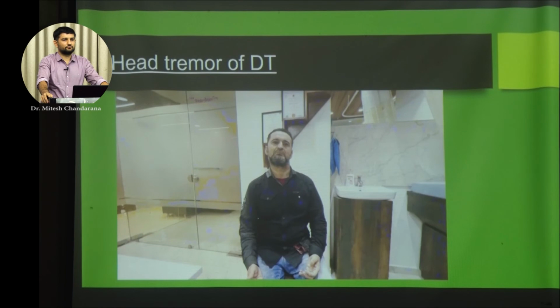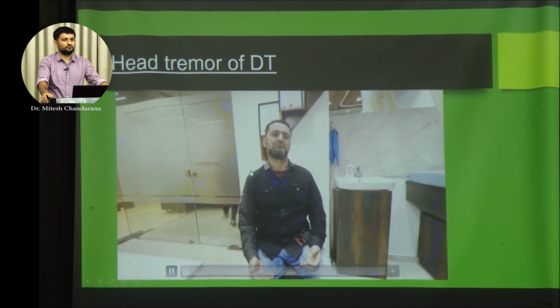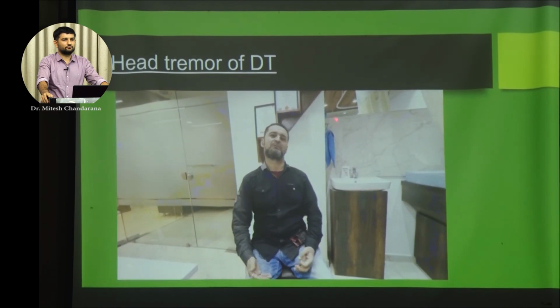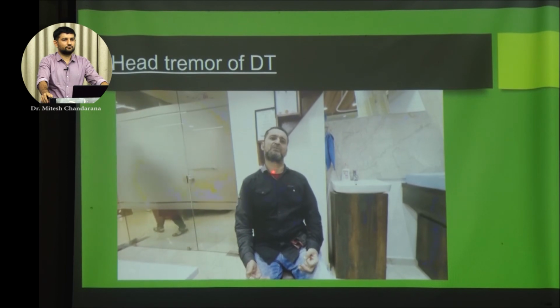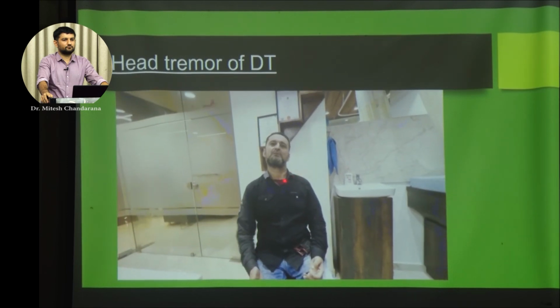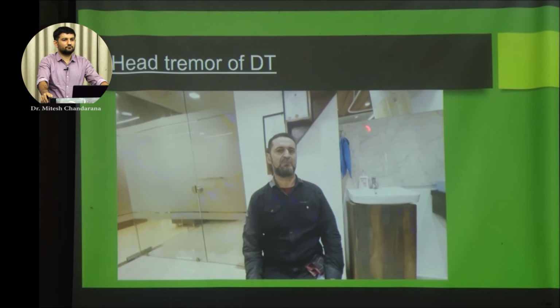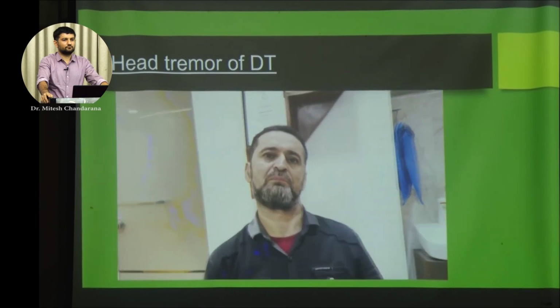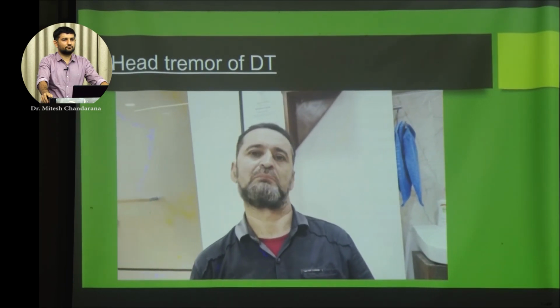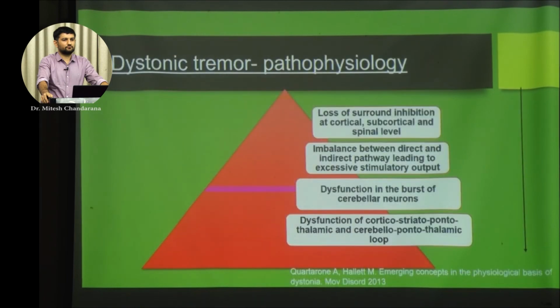So this is a case where we can see there is a change of directionality. One direction, then another direction. So this is one of the characteristics of dystonic tremor.